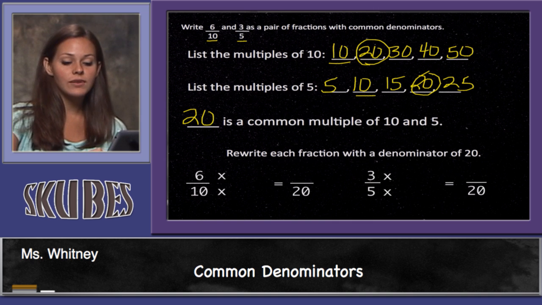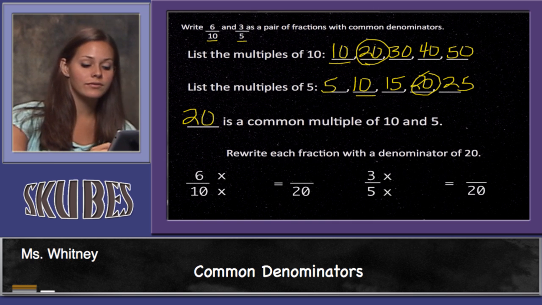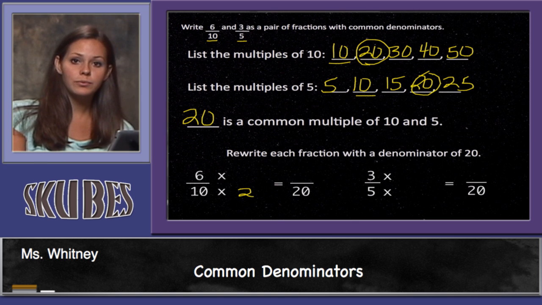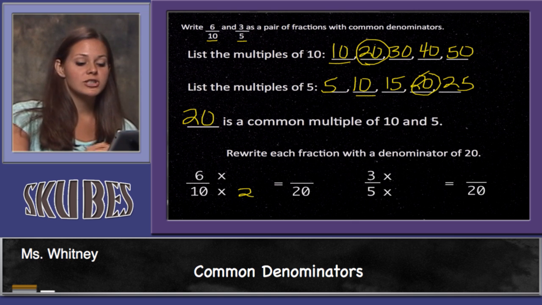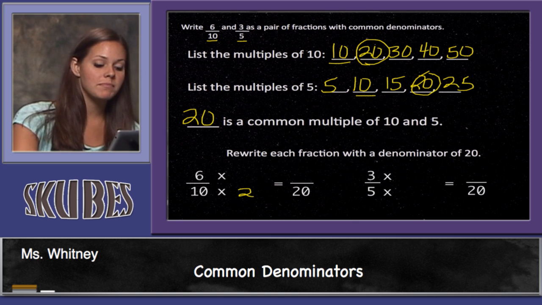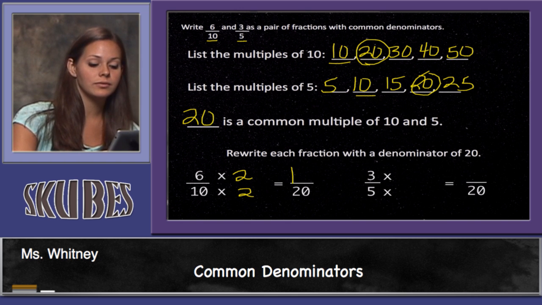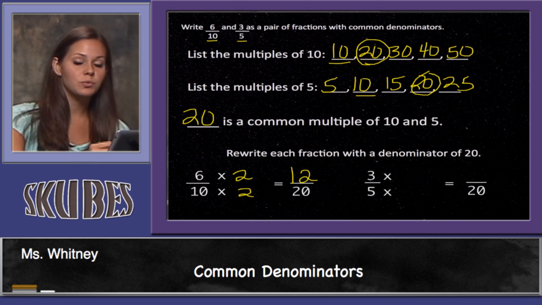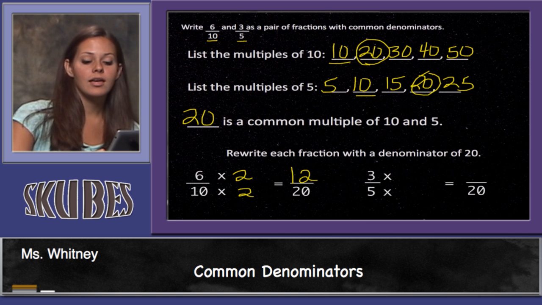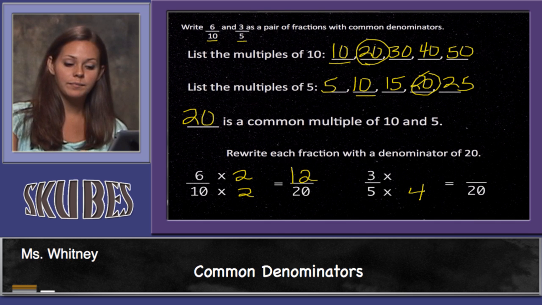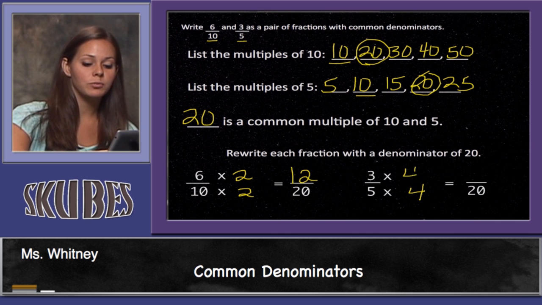Now rewrite each fraction with a denominator of 20. 10 times 2 is equal to 20. So I need to multiply my numerator by the same number. 6 times 2 is equal to 12. So 12/20. 5 times 4 is equal to 20. We'll multiply my numerator by 4. 3 times 4 is equal to 12.